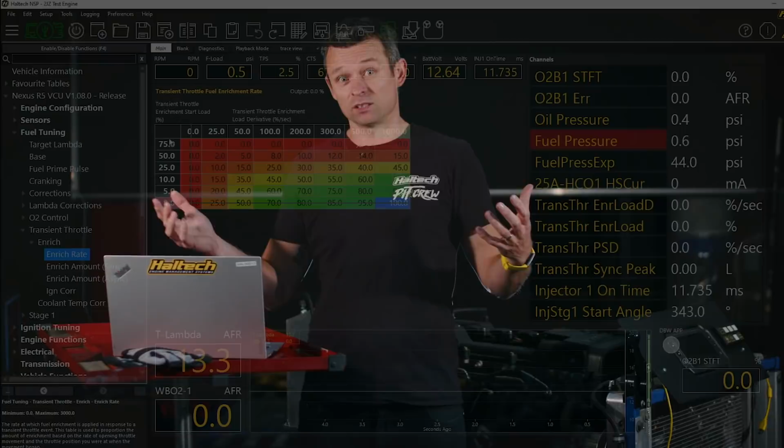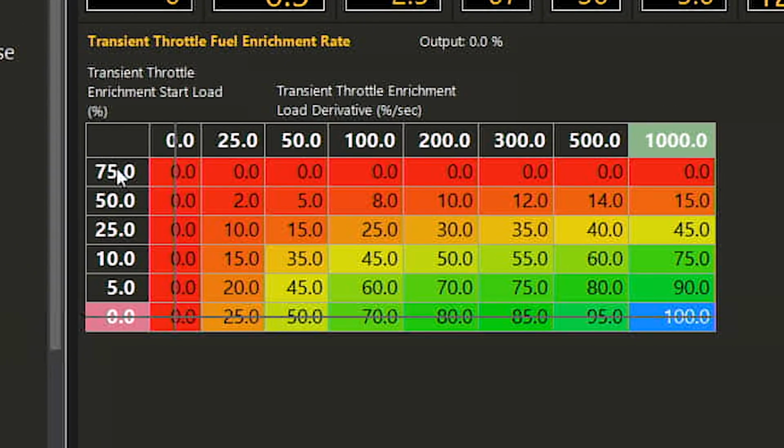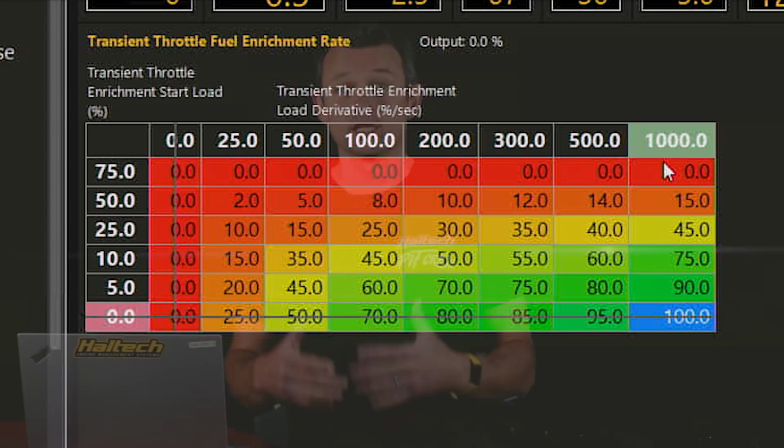Let's look back at the base map setup and see what the tables actually look like. So opening up the enrichment rate map, we have two axes. The y-axis has the throttle start position, and the x-axis has the transient throttle load derivative, which in layman's terms is just how fast you're moving the throttle.